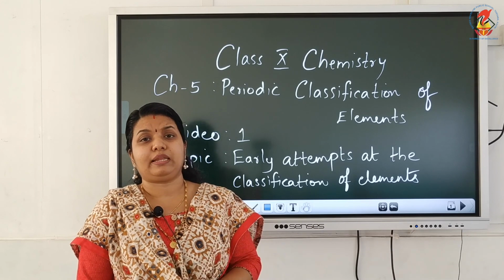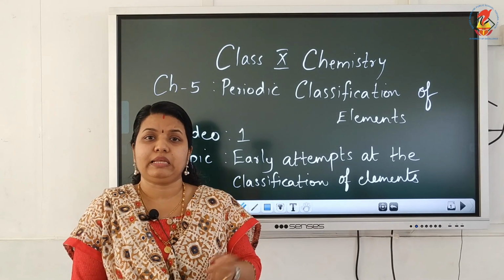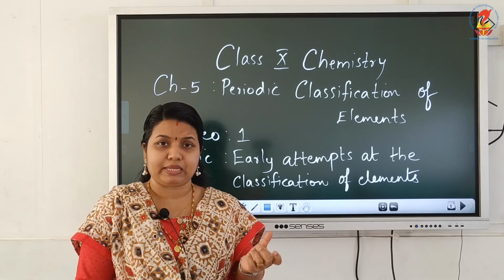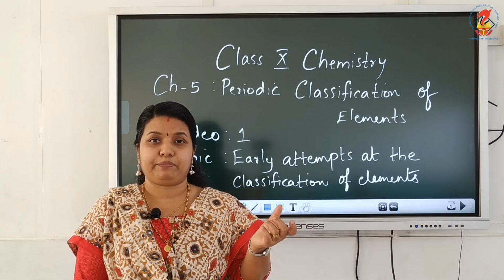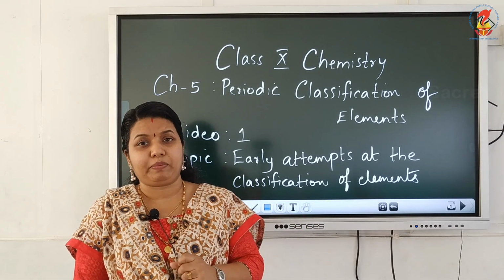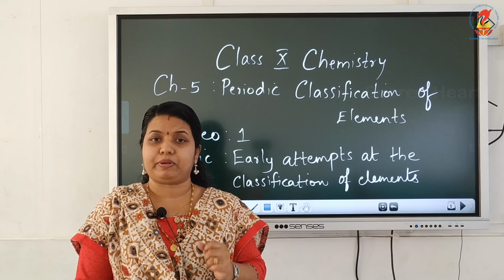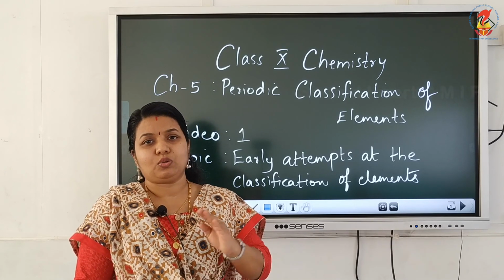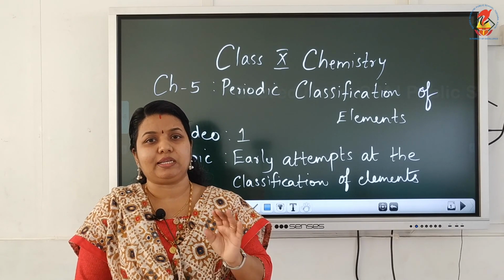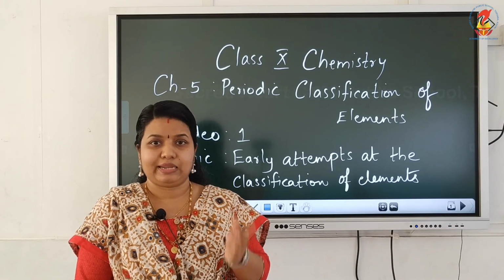So, those elements couldn't be placed in any of these two groups. They couldn't be placed under metals because they have some properties of non-metals. We cannot place them under non-metals because in some properties they are similar to metals. So, this earliest system of classification was rejected.